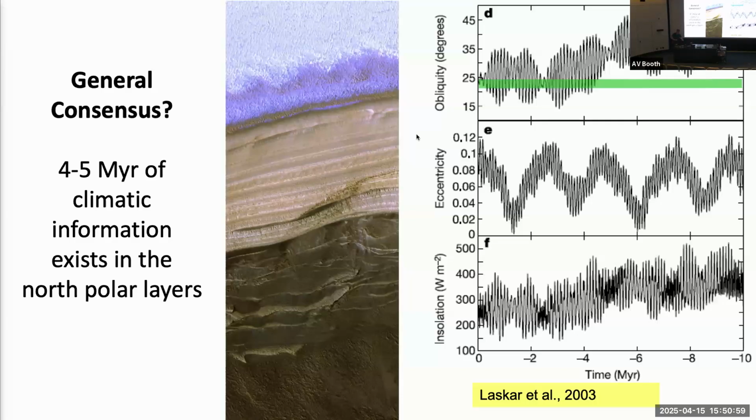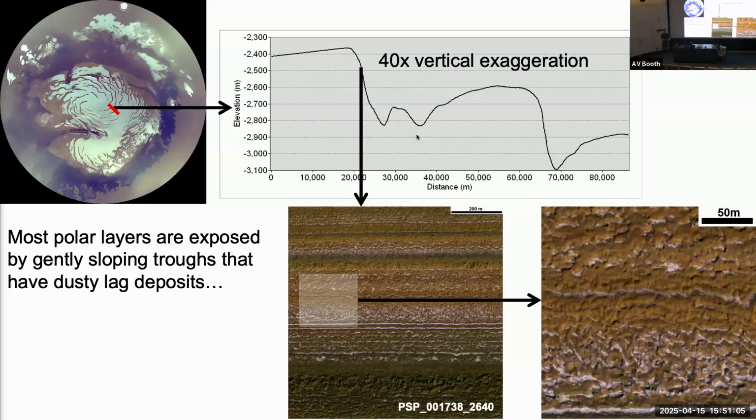Okay, so a lot of these cliffs that we use to study the climate record then look much like this. And these are the troughs that you can see here, the dark lanes in the North Polar Cap. So this is about the dome of 2 kilometers thick of ice. These troughs are only a couple of 100 meters in relief, but they're very shallow. So this is a 40 times vertically exaggerated topographic profile over this particular scarp.